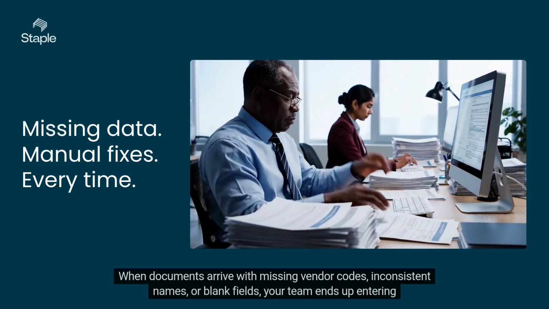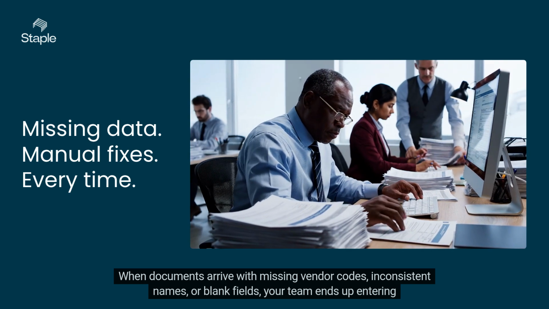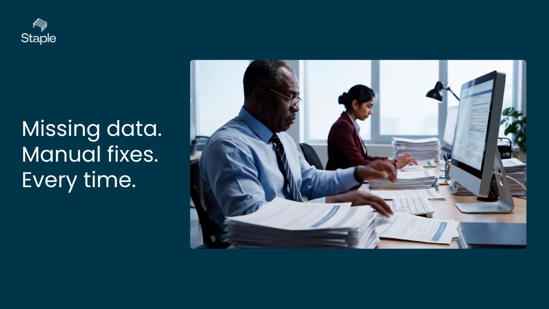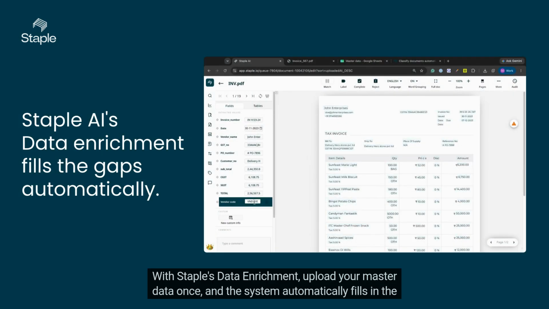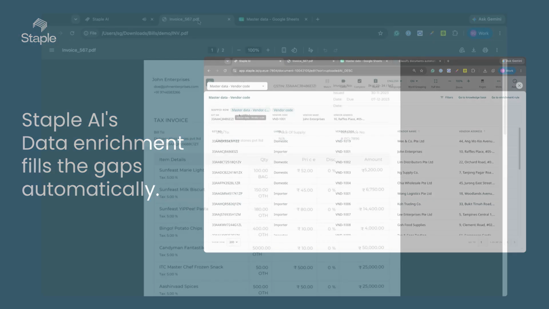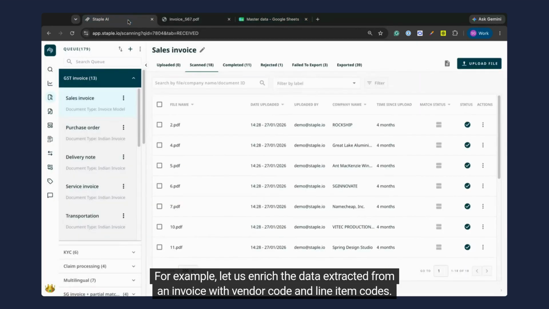When documents arrive with missing vendor codes, inconsistent names, or blank fields, your team ends up entering the values in your system manually every single time. With Staples Data Enrichment, upload your master data once, and the system automatically fills in the missing values on every document that flows through your queue. For example, let us enrich the data extracted from an invoice with vendor code and line item codes.